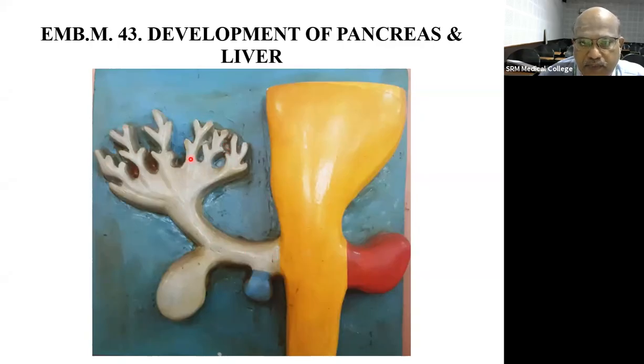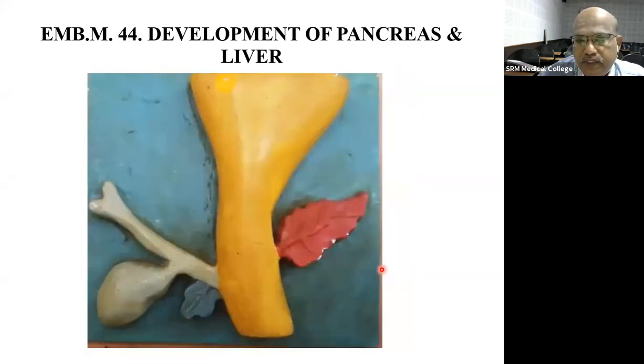So this is the developing liver. This is the developing gallbladder. This is the junction of foregut and midgut, where we get the formation of the pancreatic buds. The smaller one, given in blue color, is the ventral pancreatic bud. This is the dorsal pancreatic bud.